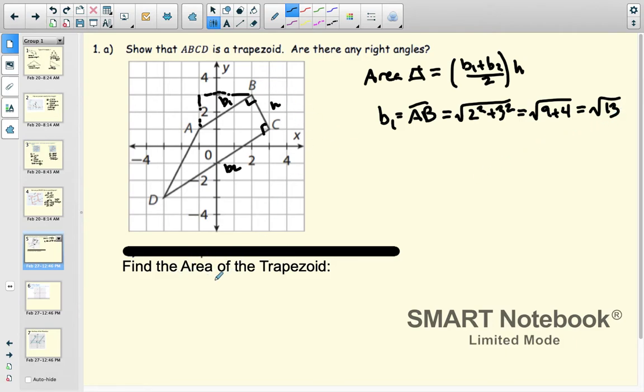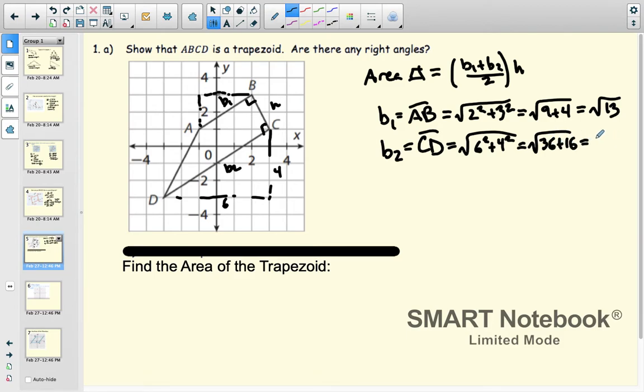All right, so we're working towards finding the area here. So then this one is going to be CD, and that's going to be equal to, well, I'm going to go over 1, 2, 3, 4, 5, 6. Yeah, so we got 6 here, and then we go up 1, 2, 3, 4, right? So 6 and 4, well, that means this is going to be 6 squared plus 4 squared. And that's going to equal square root of 36 plus 16 equals square root of 52.